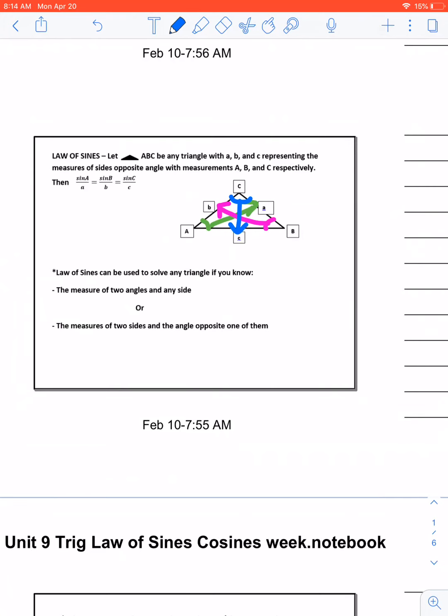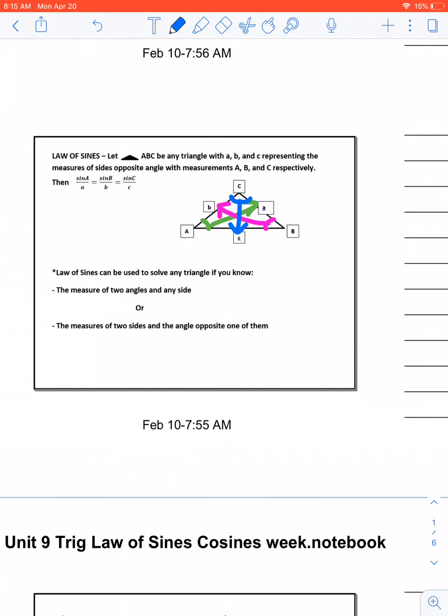So what is law of sines? Law of sines is sine A over side A equals sine of angle B over side B equals sine of angle C over side C. Sometimes you'll see that flipped, where the sides are on top and the angles are on bottom. Perfectly fine, as long as the sine is going with the angle measurements and all of them are flipped.